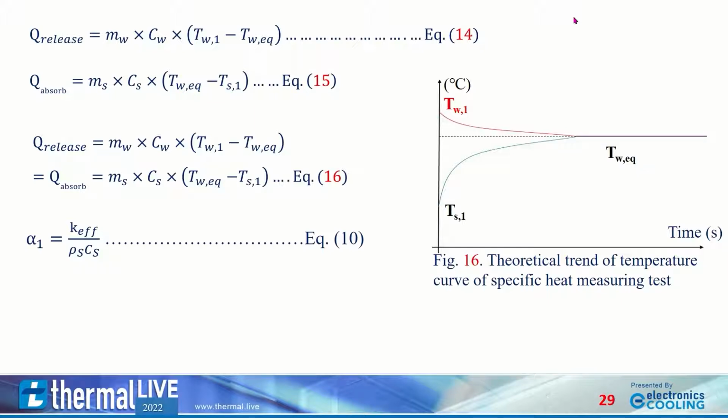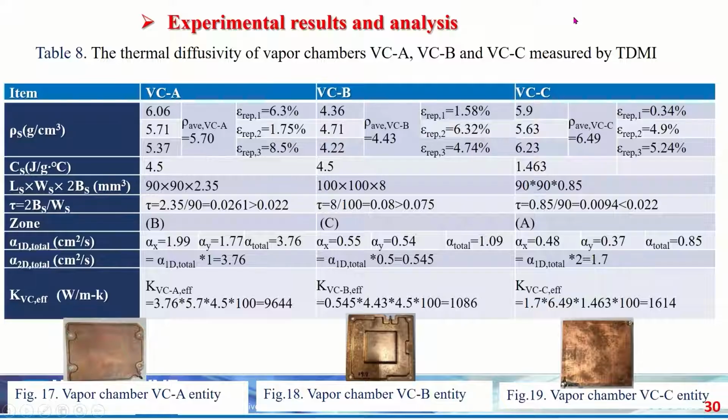Since the heat released from water should be equal to the heat absorbed by the tested sample, by knowing the water mass, water heat capacity, and sample mass, the specific heat of the sample is thus calculated from equation 16, and the effective thermal conductivity of the tested pieces can be obtained. Table 8 shows the thermal diffusivity of vapor chambers A, B, C measured in TDMI.